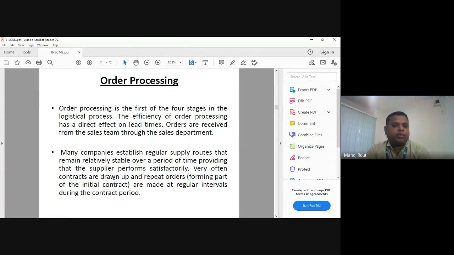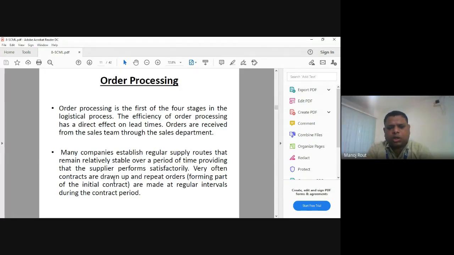Why repeat orders? For example, orders following the initial contract are made at regular intervals during the contract period. In the case of the Vizag Steel Plant, which is under the Steel Authority of India Limited, they require semi-finished steel from Tata Group. That is why they assign different transportation companies for shifting the raw material from Tata Group to Vizag Steel Plant. That is why the company is known as Azure Transportation Private Limited.